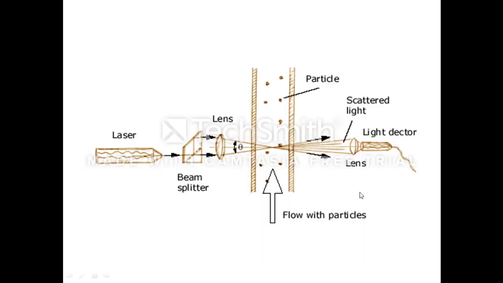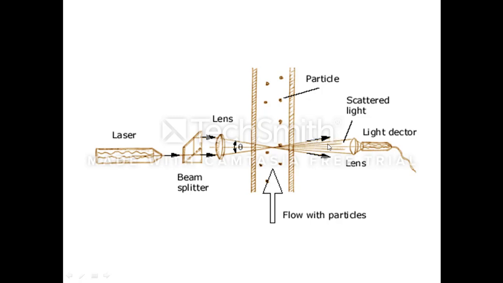So this is the principal diagram for a laser Doppler anemometer. Here we are using a laser source. The laser source is divided into two rays by a beam splitter. The laser which comes out from the beam splitter is focused through the lens into the fluid. If the fluid is transparent, there is no problem. The laser rays pass through the pipe. Here we are putting particles in for measurement.